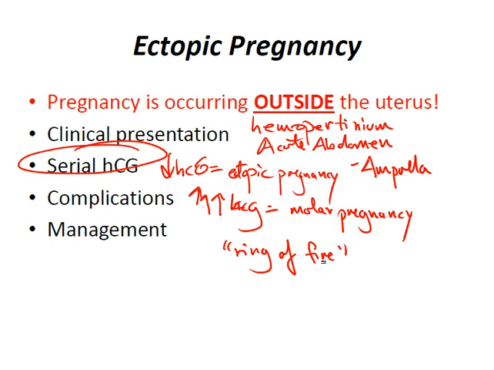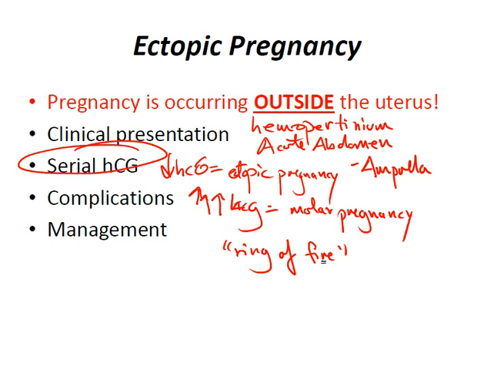Now, complications. Hypovolemic shock from intraperitoneal bleeding is the most common cause of death, from hematosalpinx. The fetus almost never, ever survives with ectopic pregnancies. But we have to worry about hypovolemic shock in the mother. So how do we manage this?